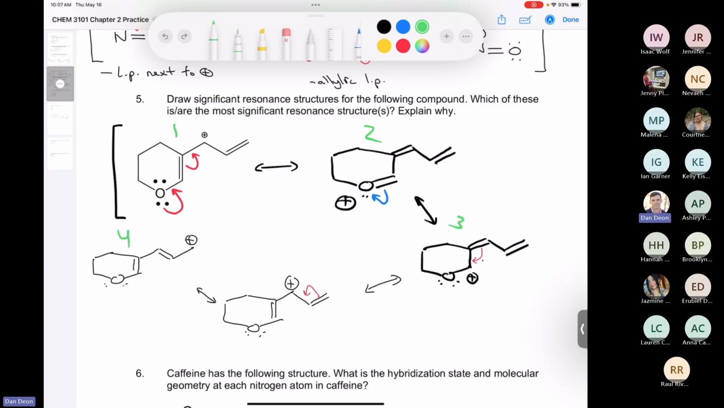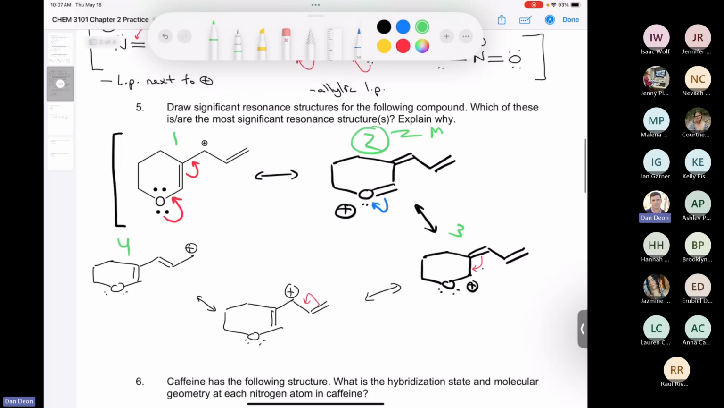It's not going to be number 4, because in number 4 the carbon has an incomplete octet. There's one of these structures where everything has a complete octet. It's number 2, isn't it? Number 2 is going to contribute the most, and we'll put here because complete octets. Everything has a complete octet. Exactly. All right. So with that in mind, let's try the next one.